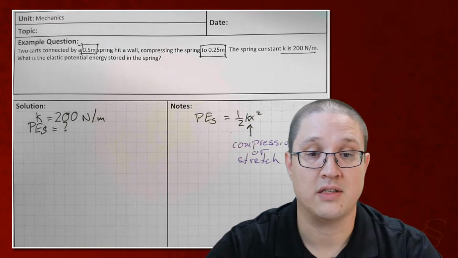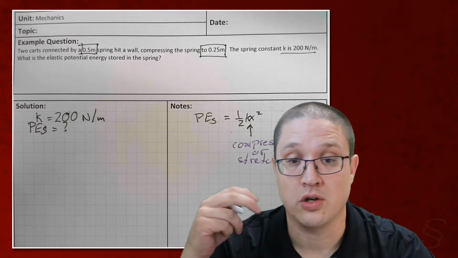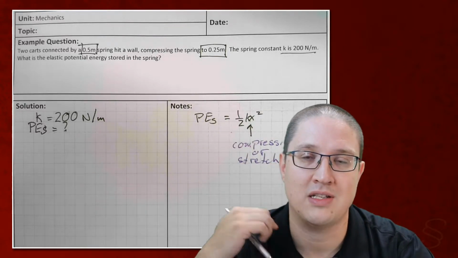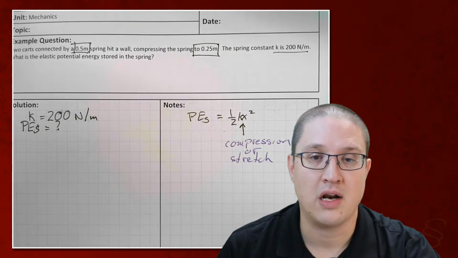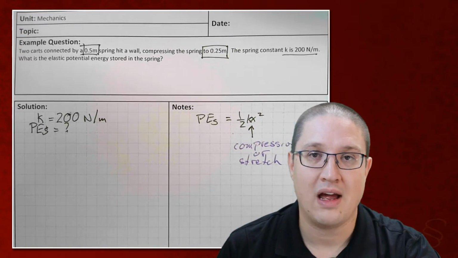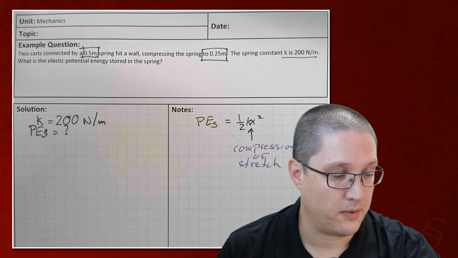It actually doesn't care whether it's compression or stretch. Hooke's law doesn't care whether the spring is compressed or stretched. It works the same way. So my x value here is my compression or the stretch, but I don't have that. So I need to figure that out.